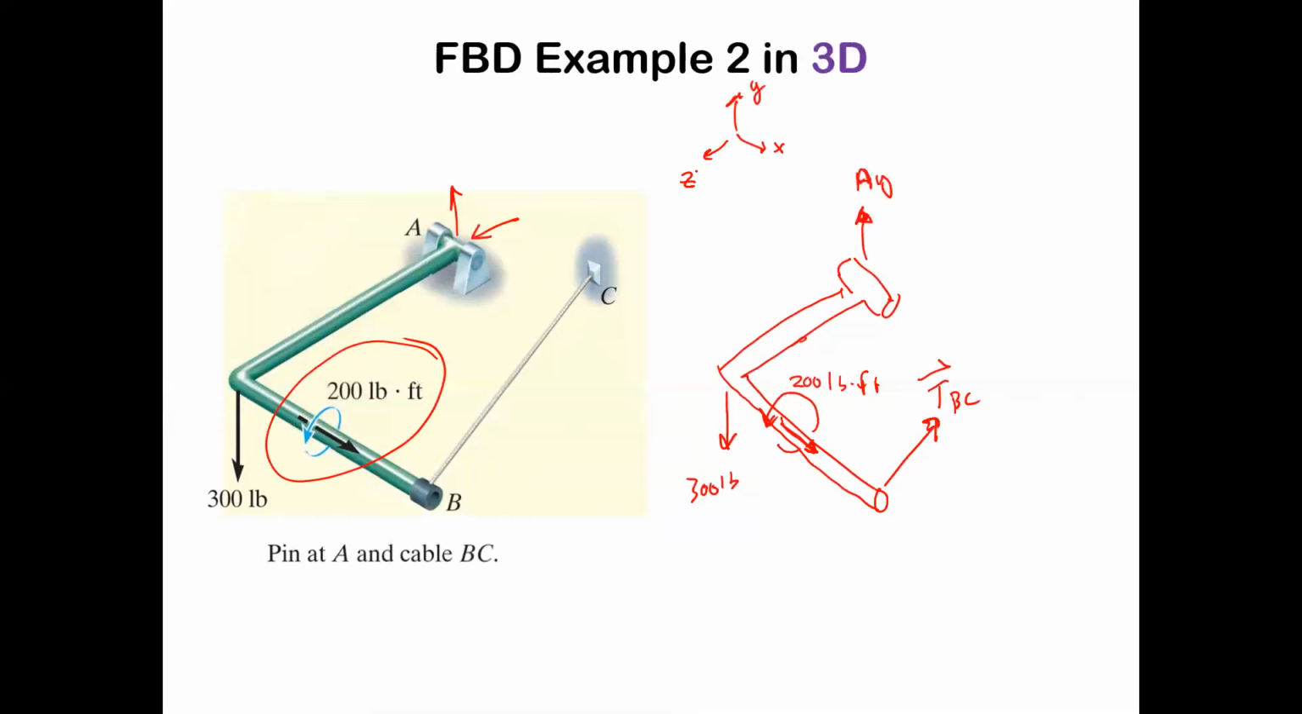So AY is going to be going up, and this thing that's preventing motion, what I thought was X, is actually going to be Z. So there's going to be an AZ there, right? You can have an AZ here, and you can maybe draw a big fat arrow in there. That's going to be AZ.